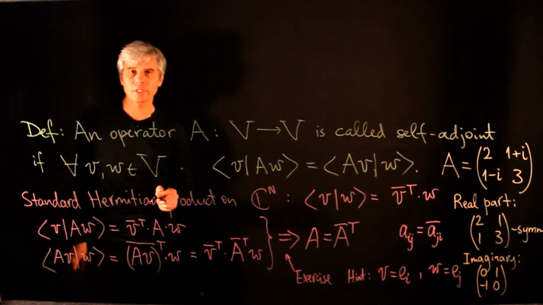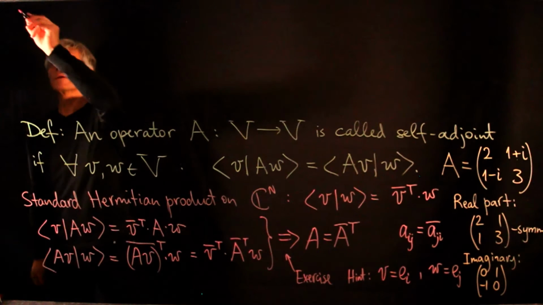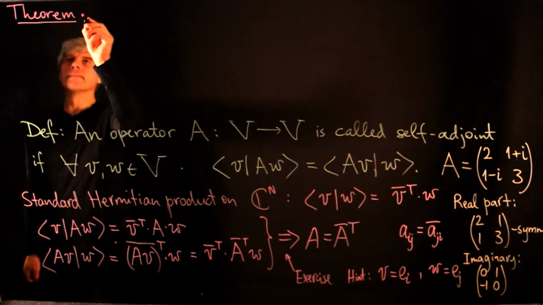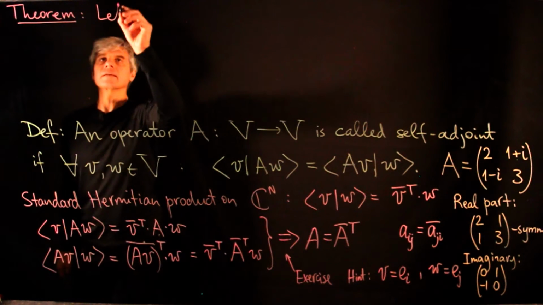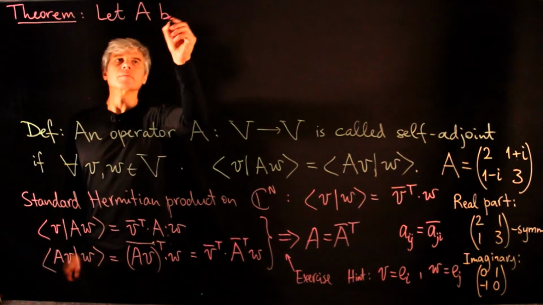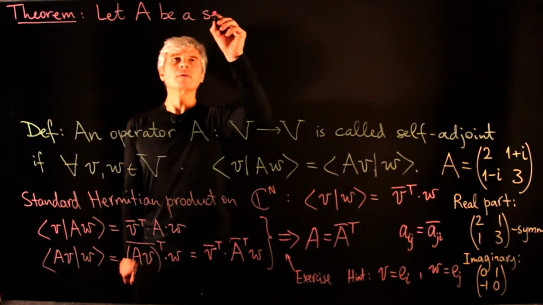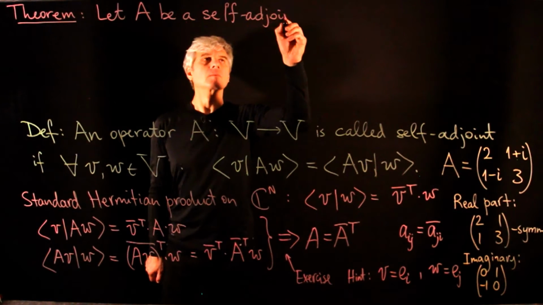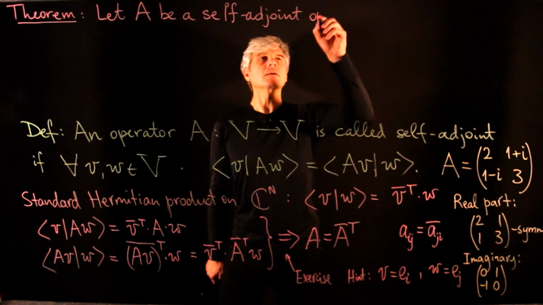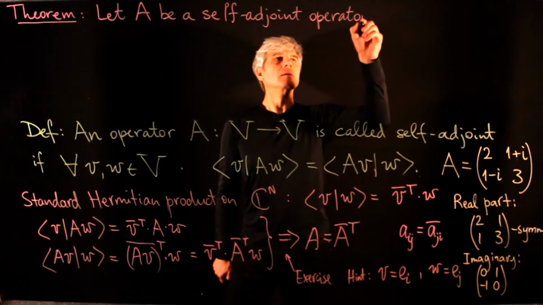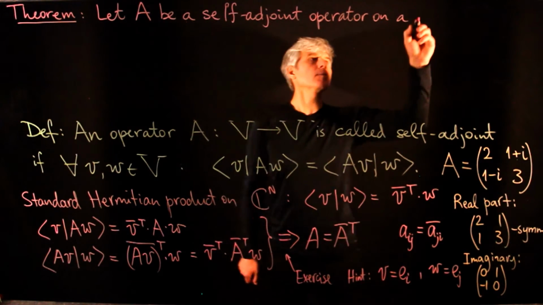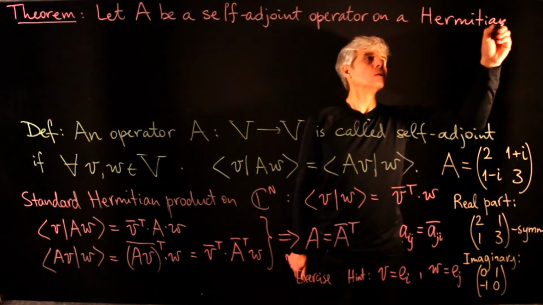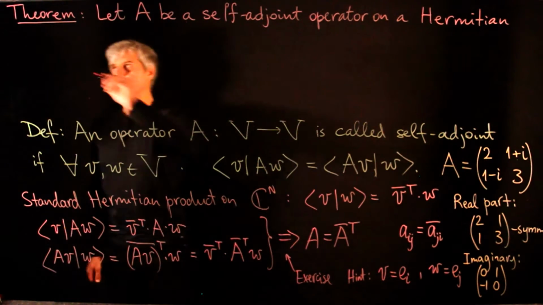Let's discuss the properties of self-adjoint operators. So we have the following theorem. Let A be a self-adjoint operator on a Hermitian vector space V.